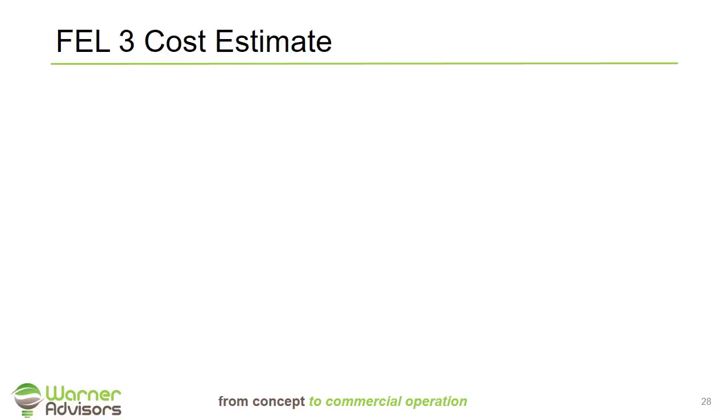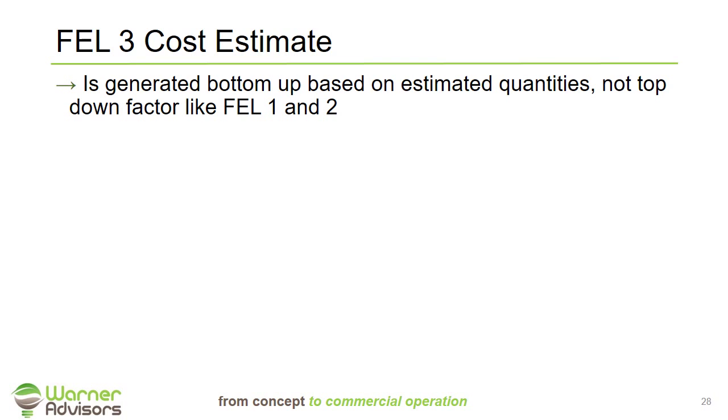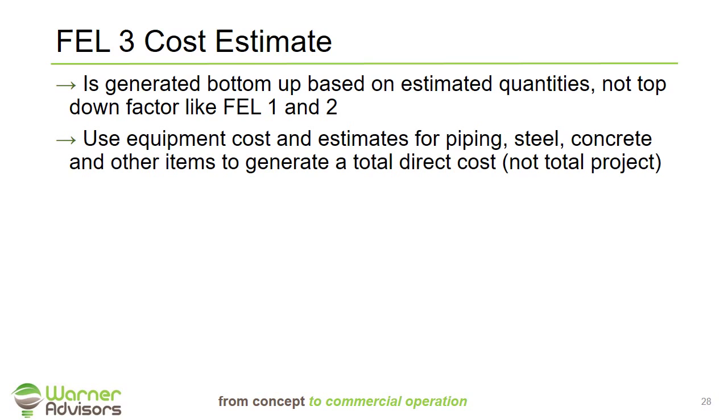So let's discuss how we generate a capital cost estimate based on FEL3 level of engineering. First, it's important to understand that it's generated bottom up from estimated quantities of things like piping, concrete, steel, valves, and not a top-down factor like it was in FEL1 and FEL2. We're going to use the equipment cost from discussions with vendors and the estimates for the piping, steel, and concrete to generate what's called a direct total construction cost. It's important to understand this is not the overall project cost, just the direct construction cost.